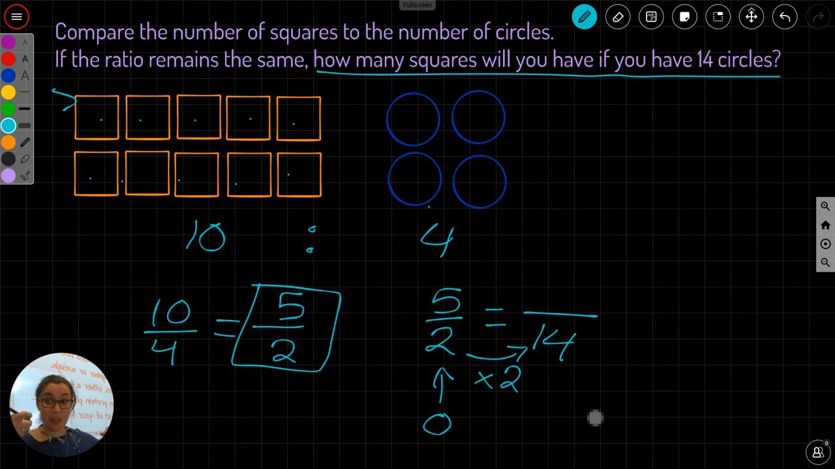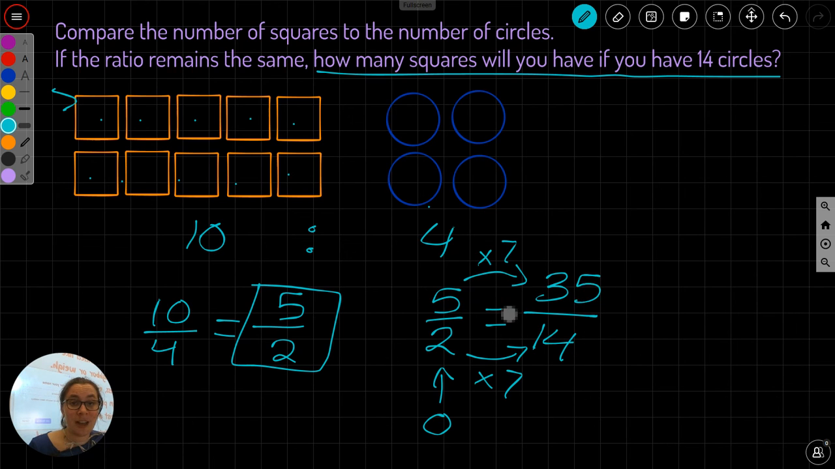I bet you didn't think you'd hear that again this year. And it's not times 2, is it? It's times 7. My mistake. Times 7. I don't know why I thought times 2. Times 7. 5 times 7 is, of course, 35. So, how many squares would I have if I had 14 circles? I would have 35.